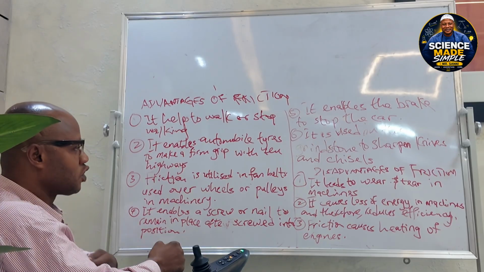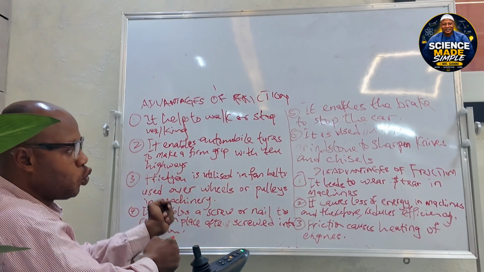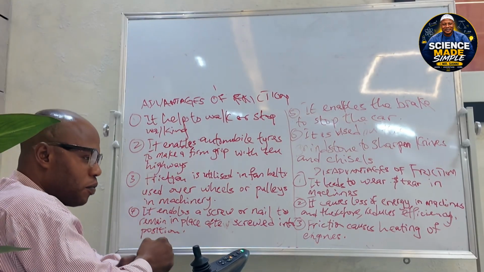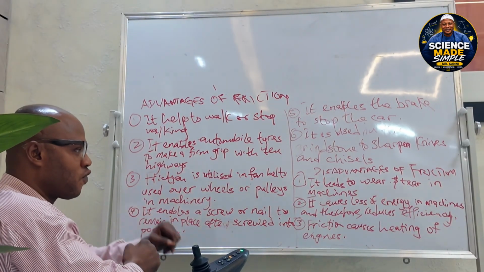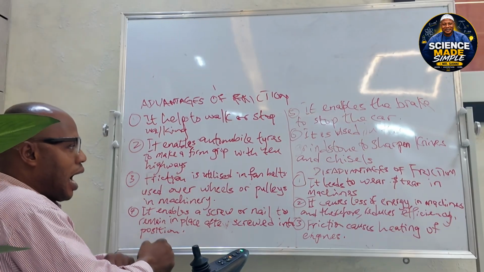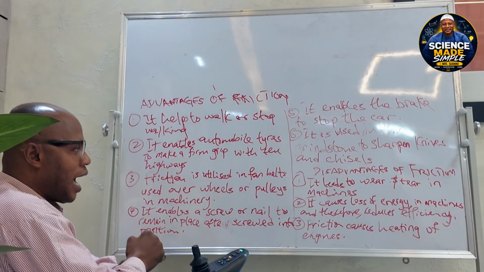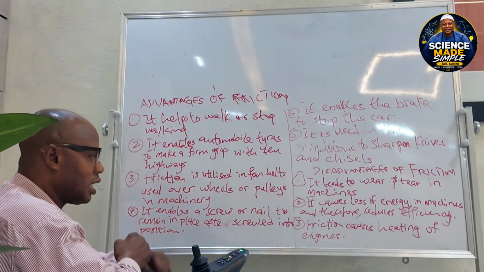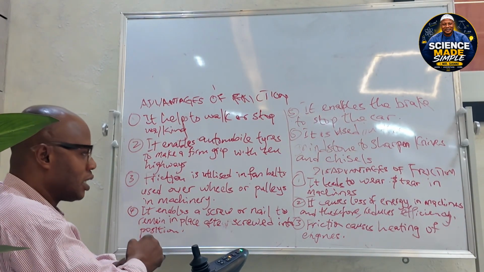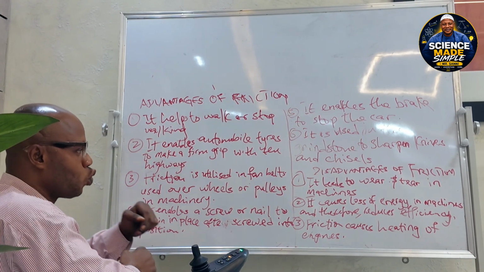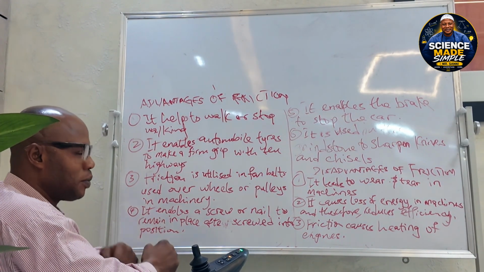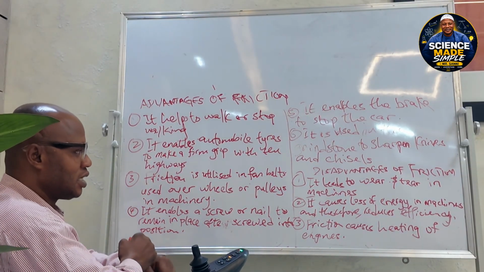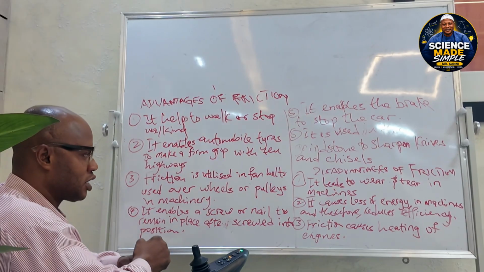The disadvantages of friction are as follows. It leads to wear and tear in the machine. As we know, frictional force opposes motion. As the surfaces in contact are rolling over each other, it will cause wear and tear in the machine. Gradually, the thing will be diminishing in size. That is the wear and tear in the machine.